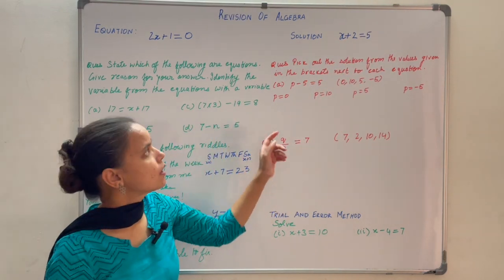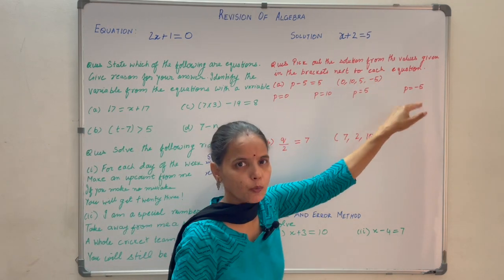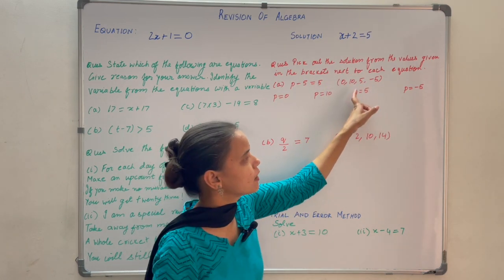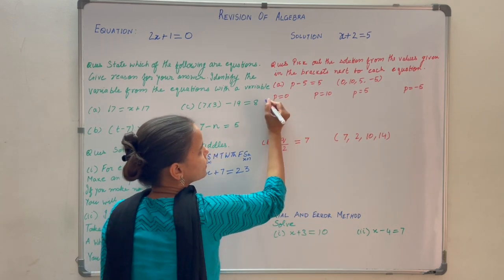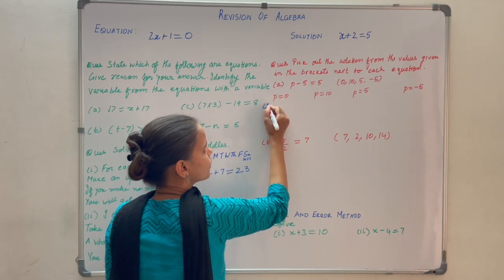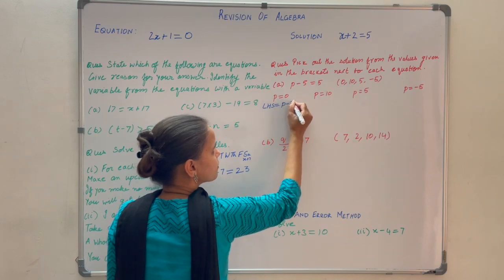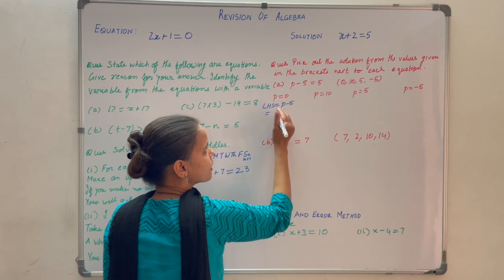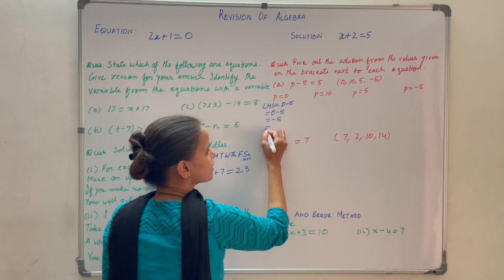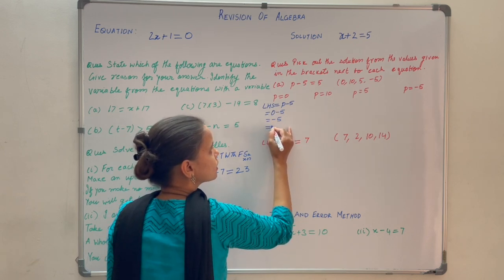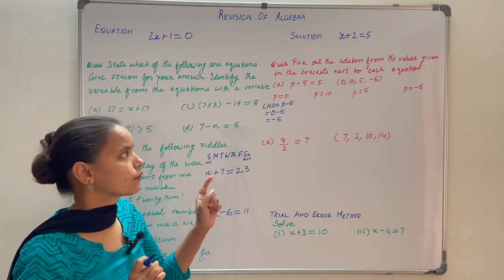Now let us take this question. Pick out the solution from the values given in the brackets next to each equation. So you need to find out of these values which is the solution for this equation. Let us put on the left hand side, this is the left hand side of the equation and this is called the right hand side. On the left hand side you have p minus 5. What is the value of p you have to put here? 0. 0 minus 5 is minus 5. On the right hand side you have 5. So this is not equal to the right hand side. So it is not the solution of the equation.